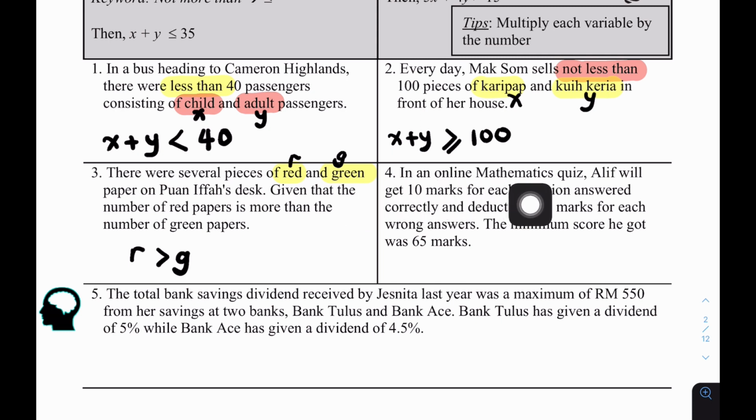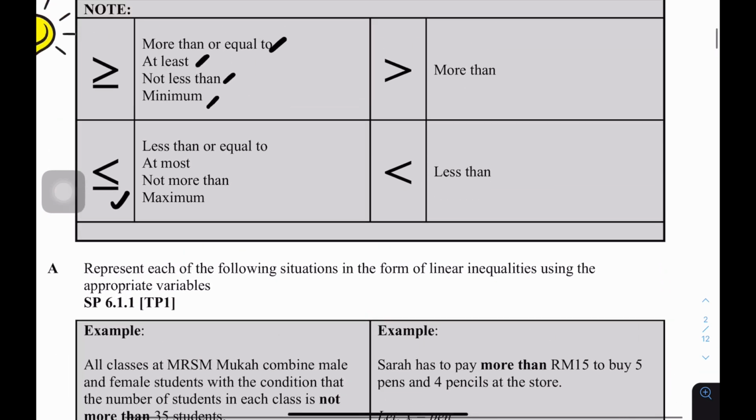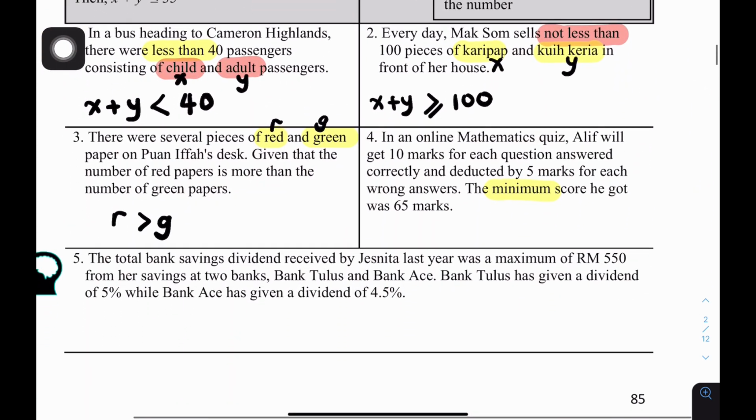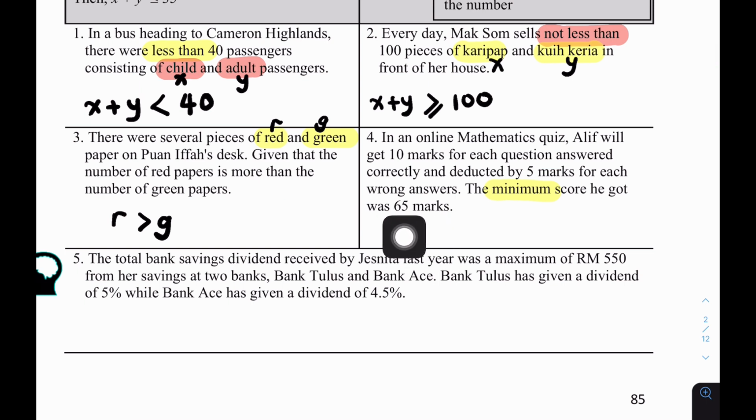Next, number 4. In an online mathematics quiz, Alif will get 10 marks for each question answered correctly and deducted by 5 marks for each wrong answer. The minimum score he got was 65 marks. So keyword di sini adalah minimum. Kita tengok balik nota tadi. Minimum, lebih besar atau sama dengan. Maksud dia paling sikit dia boleh dapat adalah 65. So dia mesti dapat 65 ke atas. Itu maksud ayat tu.